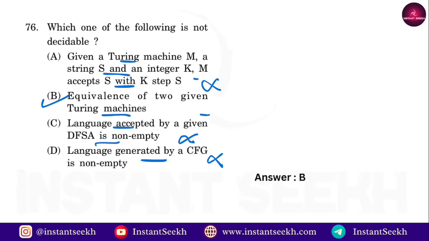And why is it so? Because this is an undecidable problem. No general algorithm exists for this particular concept. So your answer for 76 is option B, that is equivalence of two given Turing machines. Let's move to the next question.